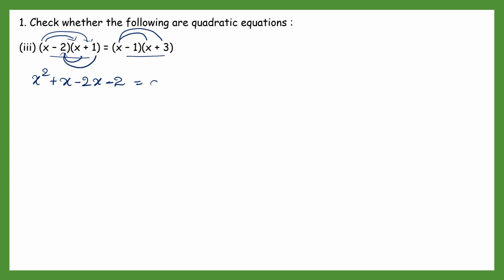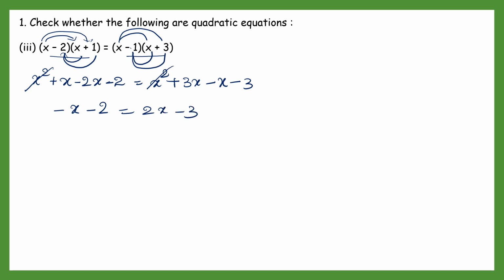x into x is x square, plus into plus is plus, x into 3 is 3x. Now let's multiply with the second term. Minus into plus is minus, 1 into x is x, minus into plus is minus, 1 into 3 is 3. Now on both the left hand side and right hand side you have x square, so x square gets cancelled. Now x minus 2x is minus x, minus 2 is equal to 3x minus x is 2x minus 3.